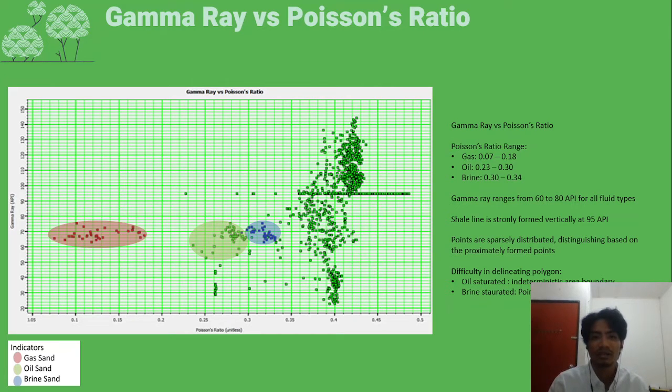The graph shows gamma ray versus Poisson ratio. The Poisson ratio range for gas is from 0.07 to 0.18, while for oil it is 0.23 to 0.30 and brine 0.30 to 0.34. Gamma ray ranges from 30 to 80 API for all fluid types. The shale line is strongly formed vertically at 95 API. Points are sparsely distributed, distinguishing is based on approximately formed points. Difficulty in delineating polygons: for oil saturated the area boundary is indeterministic, and for brine saturated the points are mixed with shale.